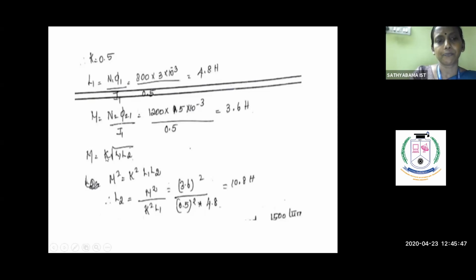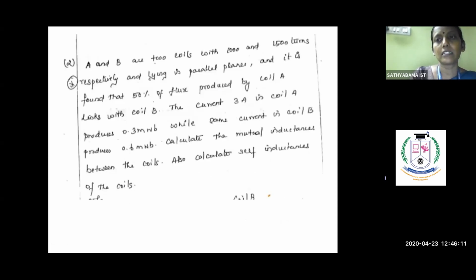Next, we don't know how to calculate L2, because for finding L2 I should know phi 2 and I2, which are not given in the problem. So you can go for the equation M is equal to K square root of L1 L2. When you use that equation, we can find L2 from this. So the same type of problem is discussed here also.